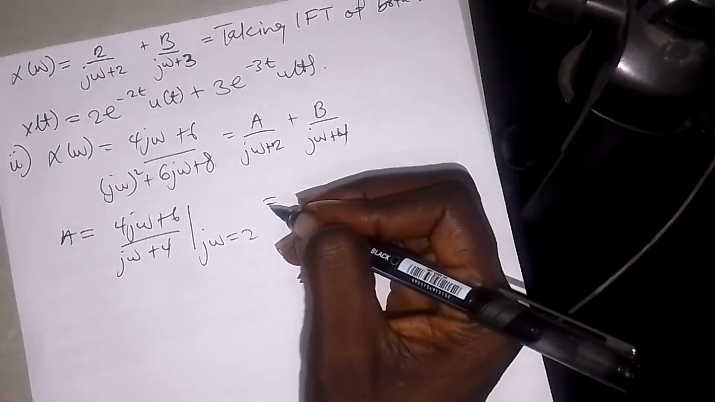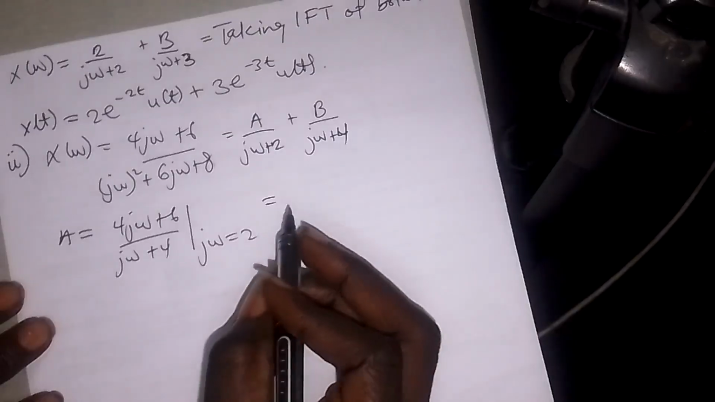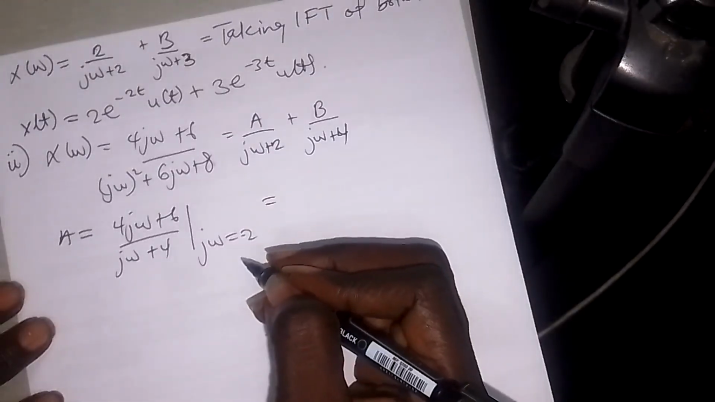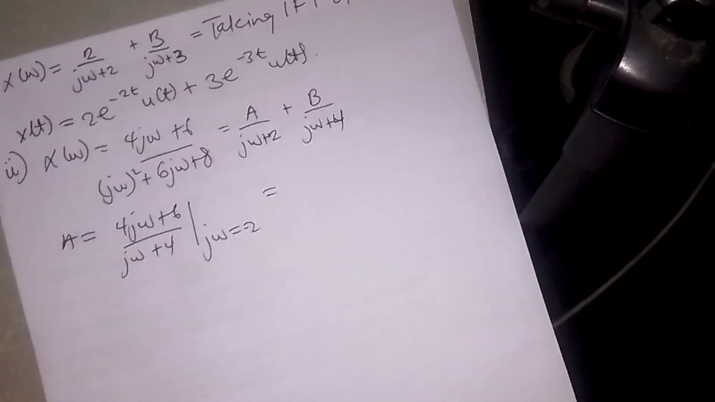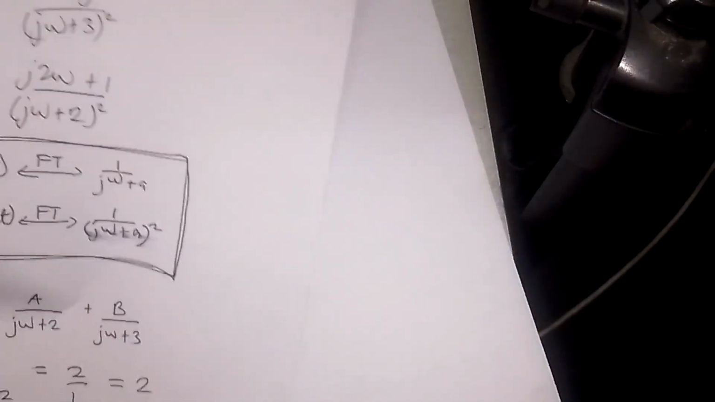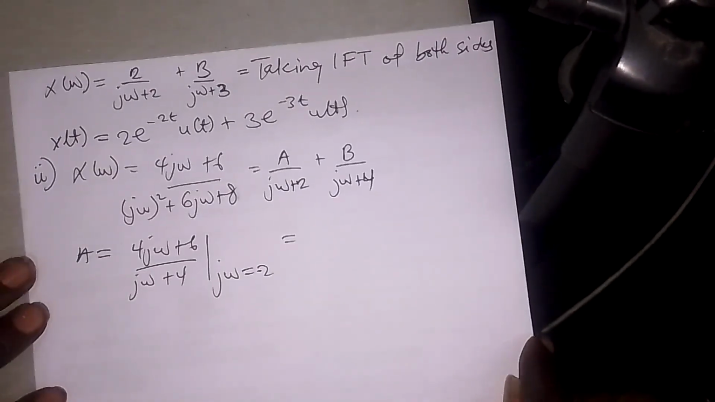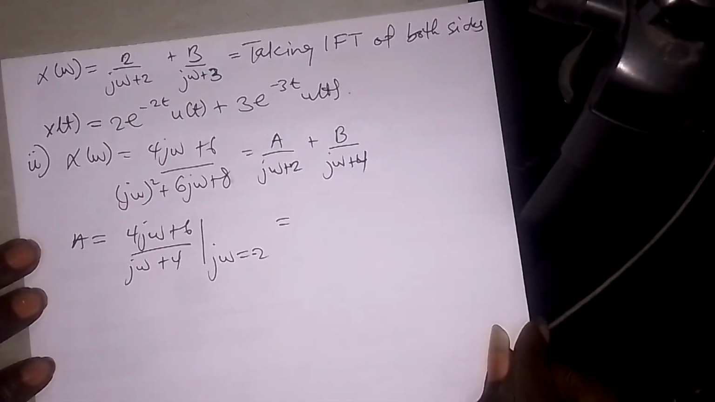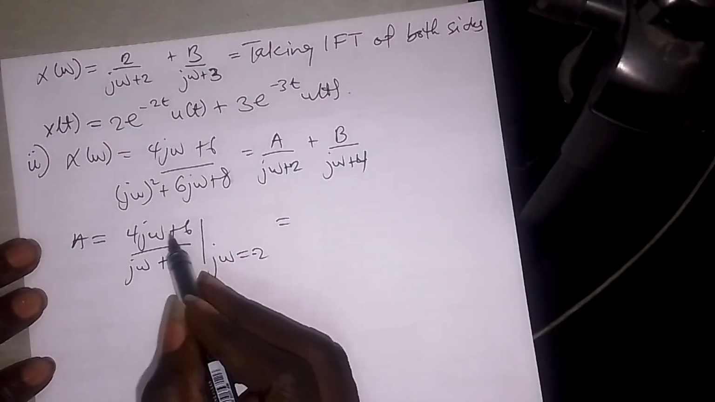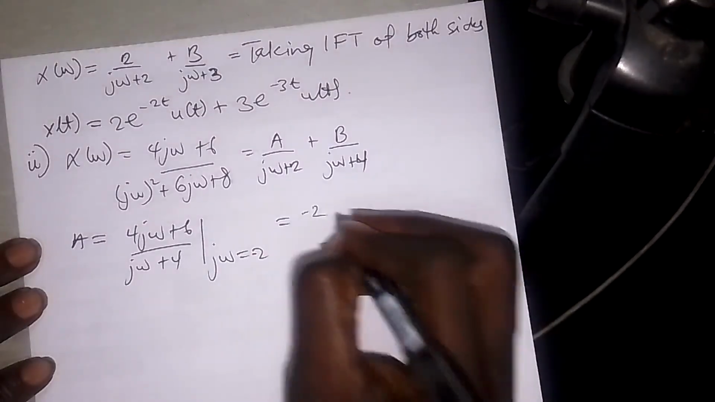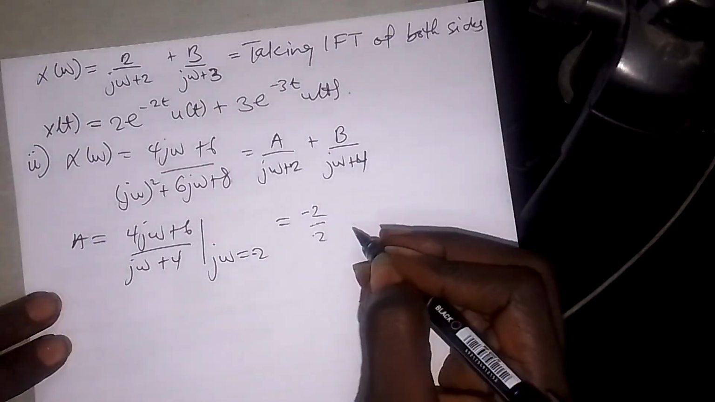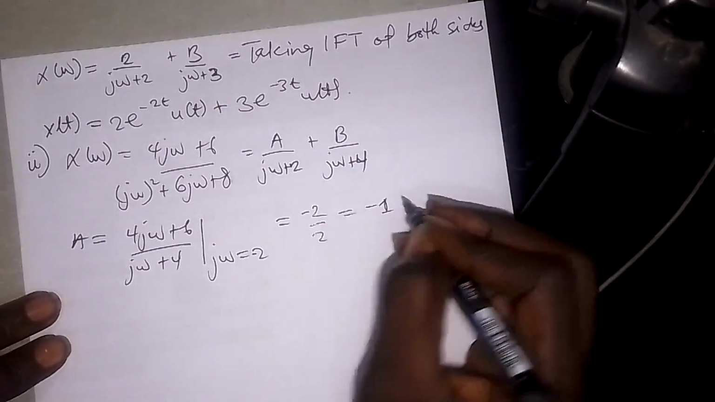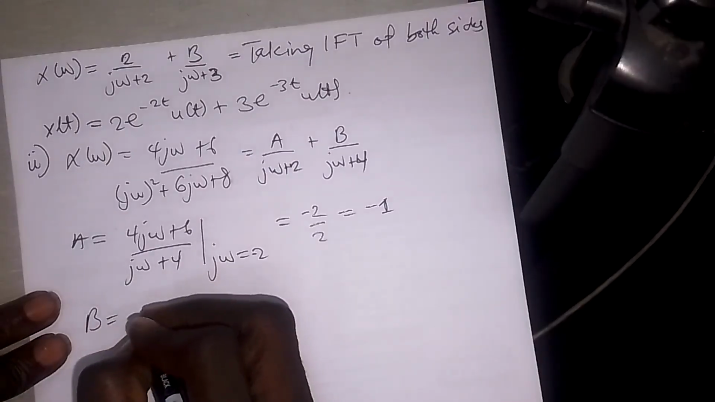If I do that, what am I going to get? If I put 2 here, it's minus 2. I'm going to insert minus 2 for j omega. Let me check the other one, if that's what we did. Yes, it was correct. All right. So now here we have minus 8 plus 6, which is minus 2, over minus 2 plus 4, which is 2. So that means it's going to give me minus 1.